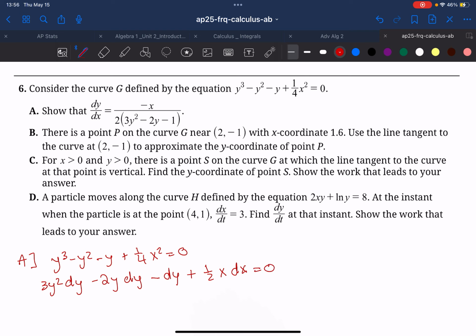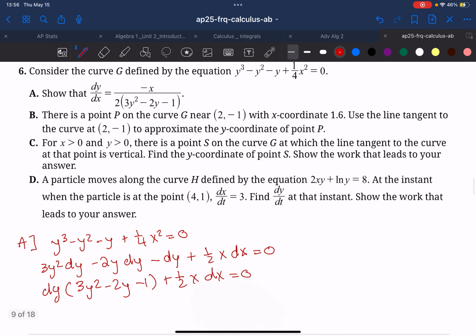Okay. I can take a dy out of these first 3 terms. So this gives me dy times (3y squared minus 2y minus 1) plus 1/2 x dx equals 0. Then I can subtract the 1/2 x dx to the other side. So I'm going to do that over here. Dy times (3y squared minus 2y minus 1) is equal to negative 1/2 x dx.